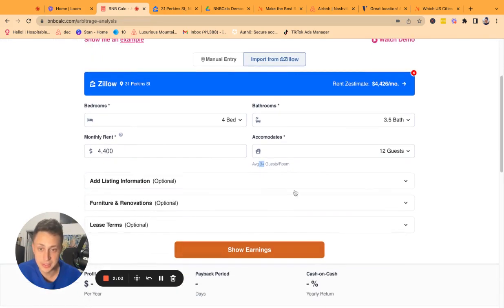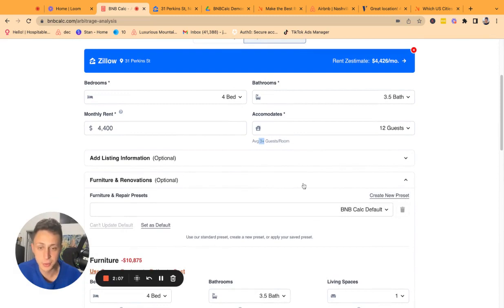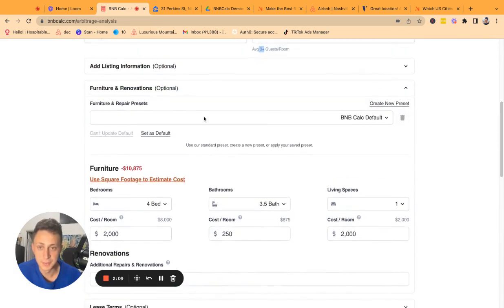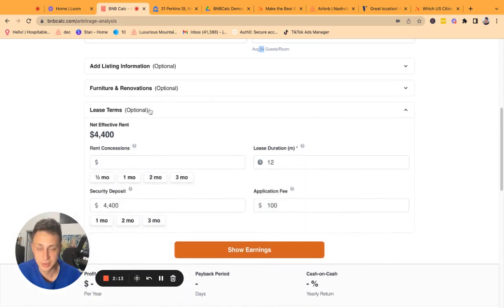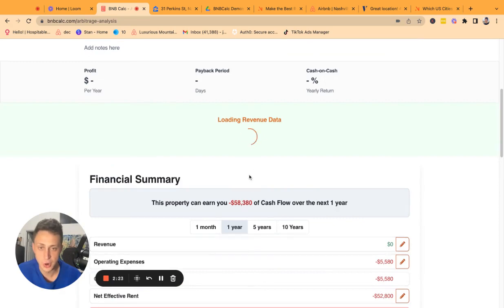And then I could add some more information if I wanted to. I could change what I want to do for furniture, renovations, and the lease terms. I could say if I get a month free on rent, what that does to my net effective rent. But for right now, let's just assume all is normal and click show earnings.